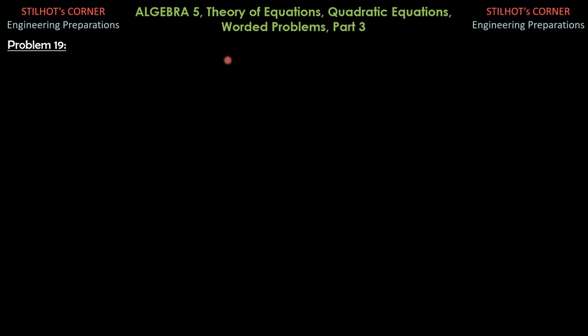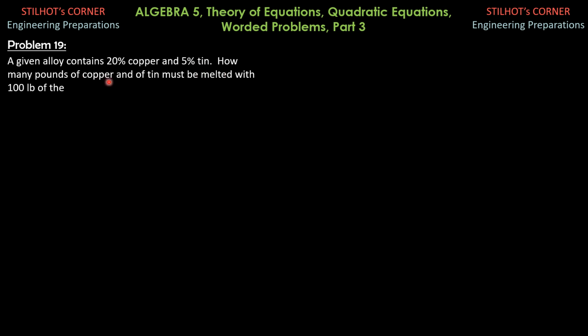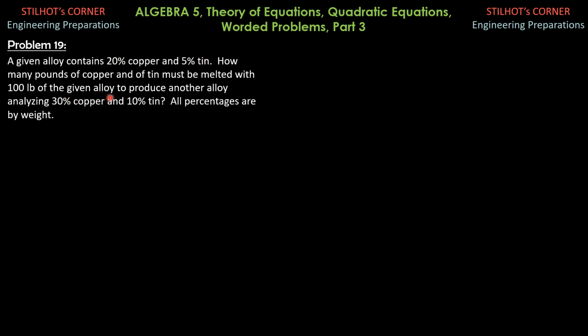So problem 19. A given alloy contains 20% copper and 5% tin. How many pounds of copper and of tin must be melted with 100 pounds of the given alloy to produce another alloy containing 30% copper and 10% tin? All percentages are by weight. So let us denote X as the number of pounds of copper required, and Y as the number of pounds of tin required.